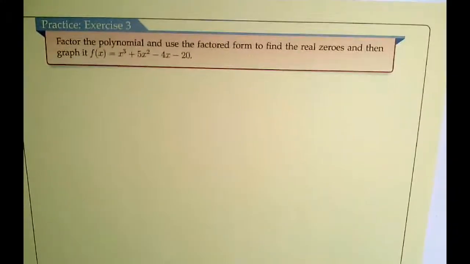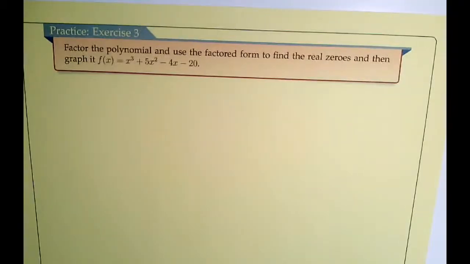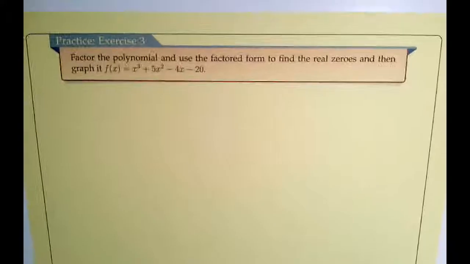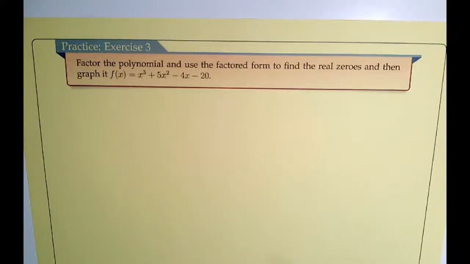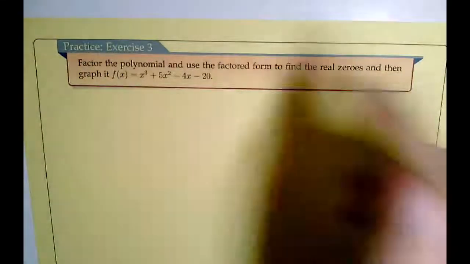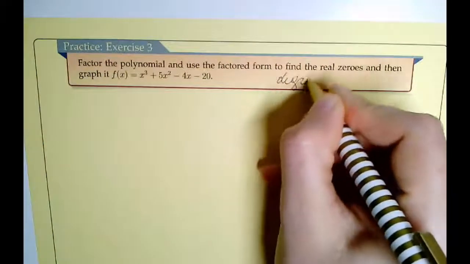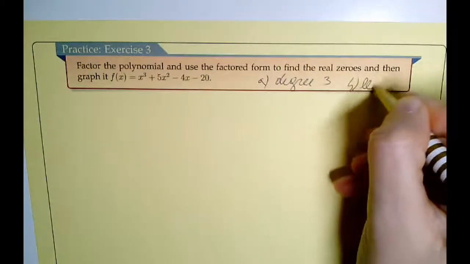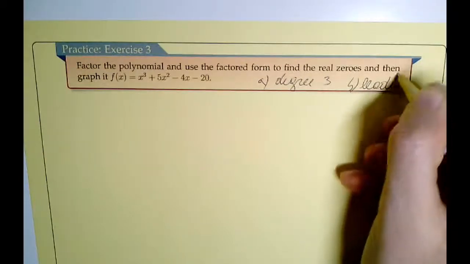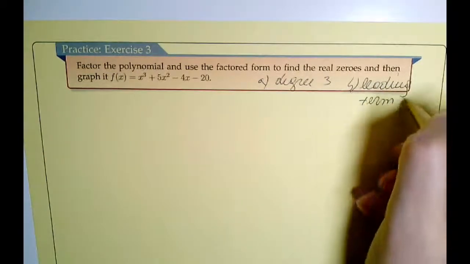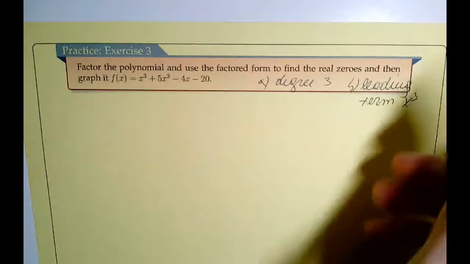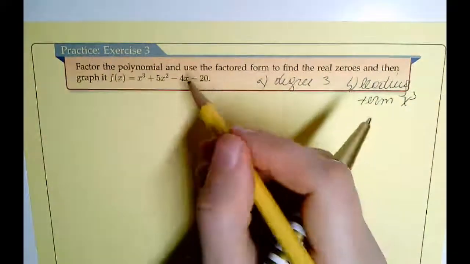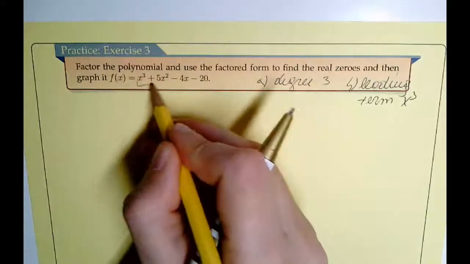What if we were not given the function already factored? So you have to factor it first. So how are we going to do this? This is a degree 3, and the leading term is x cubed. All right, so let's factor this. How are we going to factor this? We're going to factor by grouping.